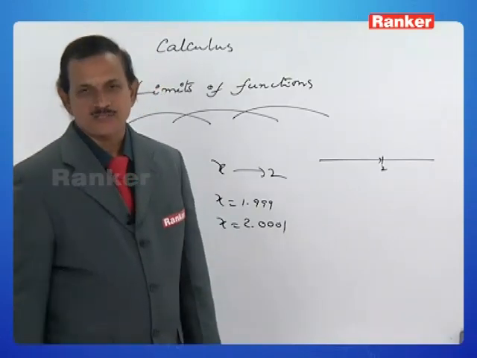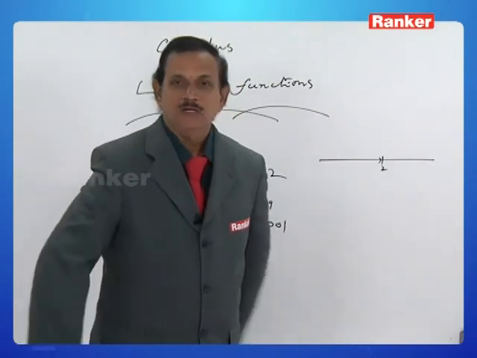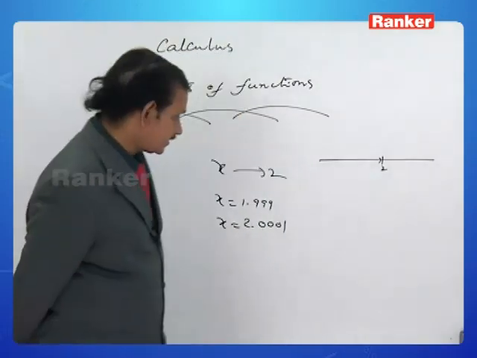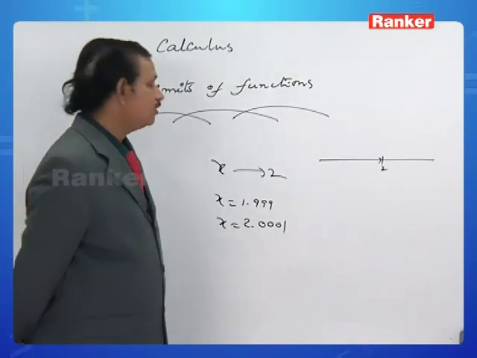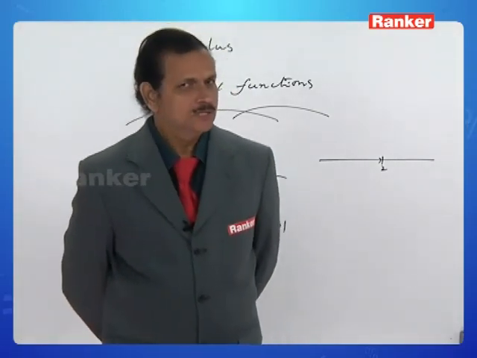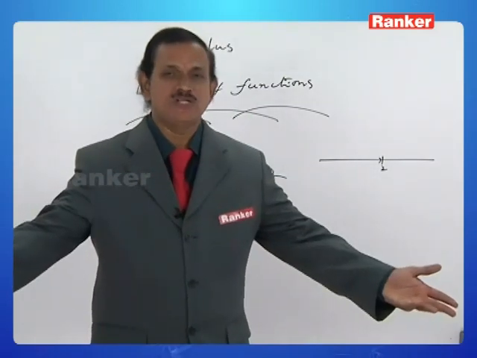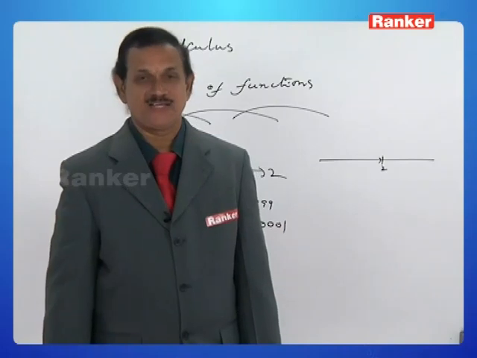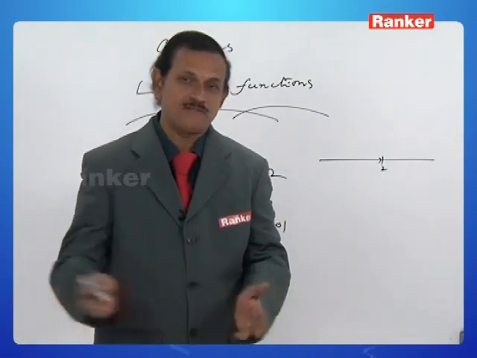In a similar case, if the exact value of X is 2.001 and we use the value X equal to 2 only, then we say that X tends to 2 from right. X tends to 2 from right. You observe the occasion. Even if X tends to 2 from left or X tends to 2 from right, the used value of X does not change. It is 2 only. In such a case, we say that limit of X is 2, from left or from right, it is 2.